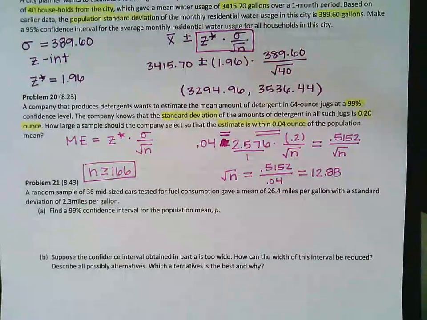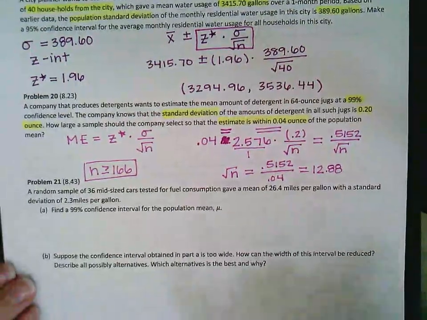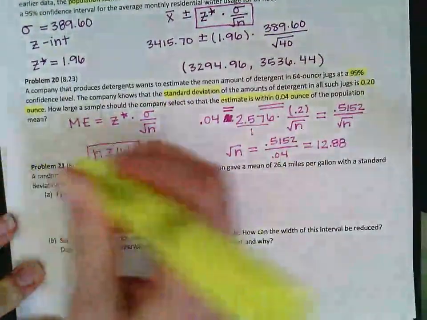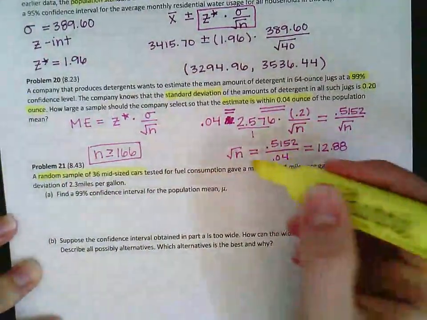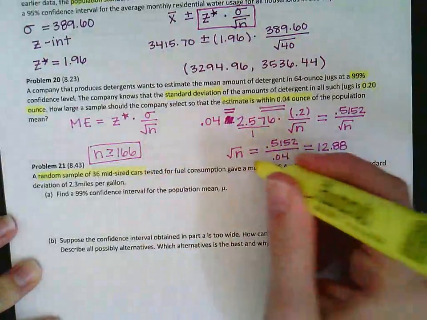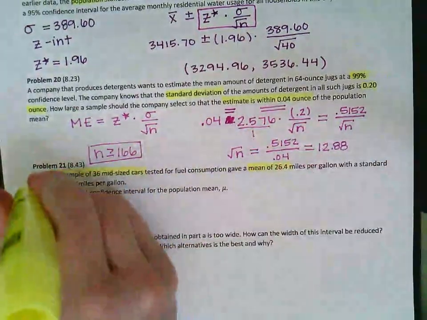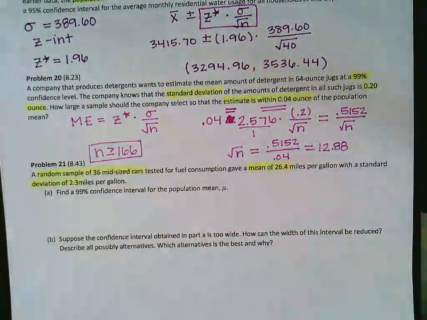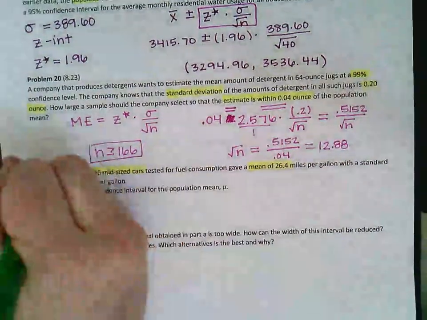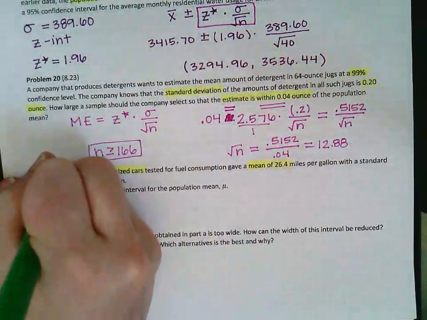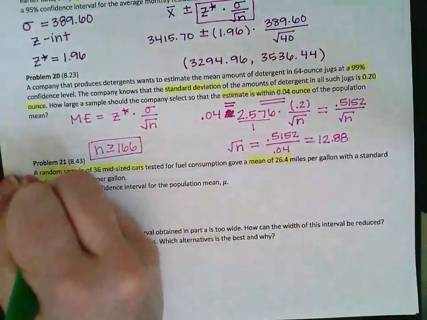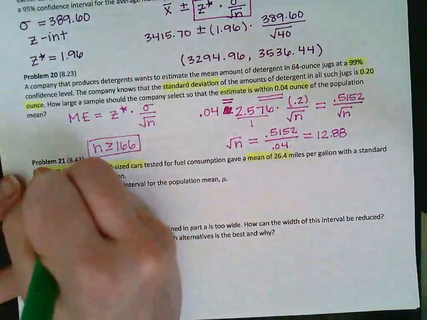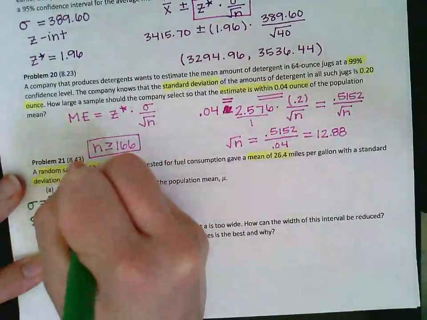All right, on problem 21, we're going to start looking at random sampling here. So if we have this random sample of 36 mid-sized cars, I don't have any population information. I just have the sample information. So I just have this mean and this standard deviation. When that's the case, I don't know my population standard deviation. I'm going to have to use s as that approximation. And when I do that, I'm going to have to use the t distribution.